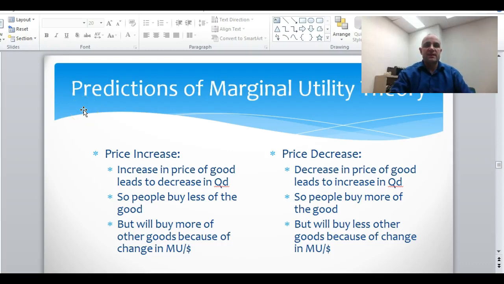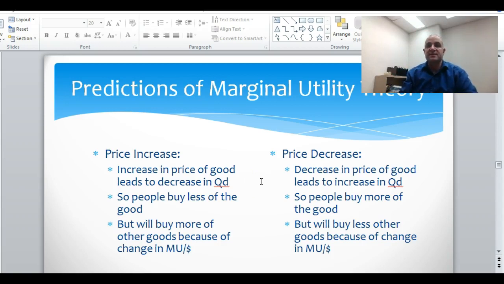So now we've talked about the idea of consumer equilibrium and basically how people make decisions on what to buy based on their preferences, their utility, and their budget. So now that we've looked at that, let's see what happens when things change. Prices of one specific good can either increase or decrease, or stay the same. So let's say the price of a good increases. If that happens, that increase in the price of the good leads to a decrease in the quantity demanded.